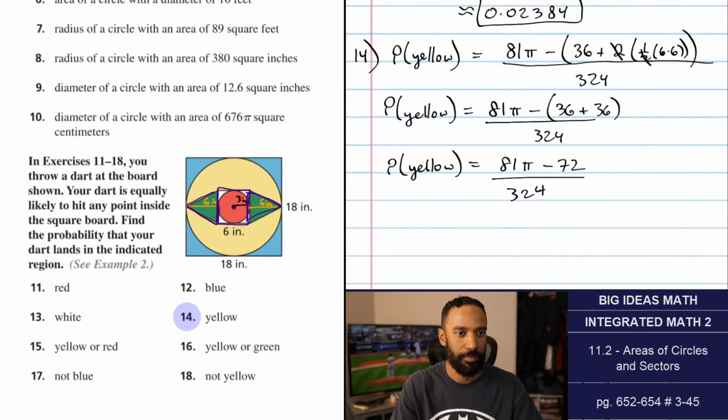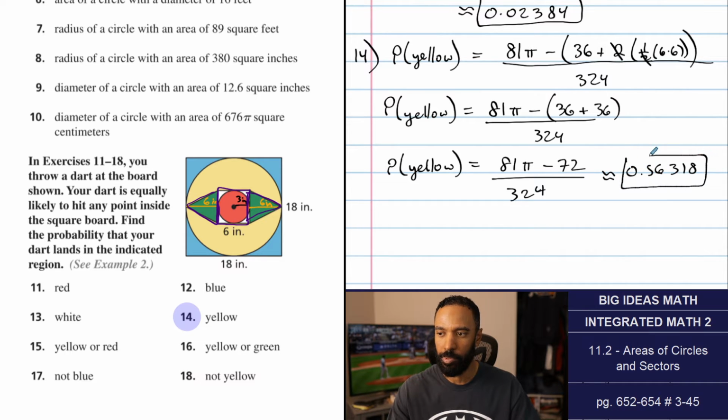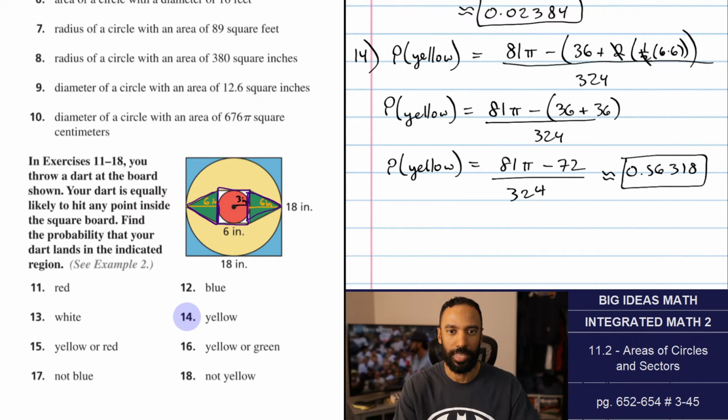I got my calculator ready. Let's do 81 pi minus 72 in parentheses, all divided by 324. And I'm trusting this: 0.563175. So 0.56318, if I kick that one up. More than 50% chance, 56% chance that you hit that yellow. That kind of makes sense. That's a whole lot of coverage. But I took out that whole bit within the yellow.